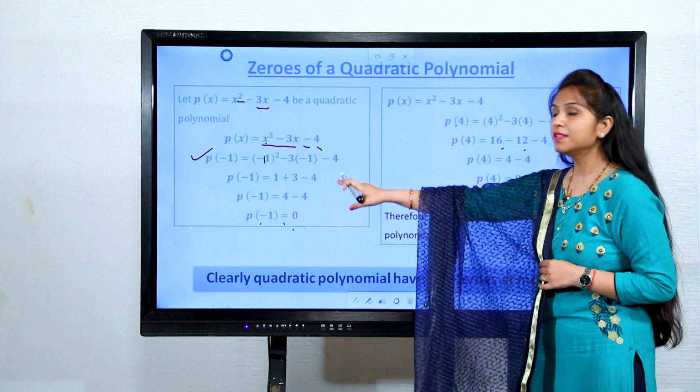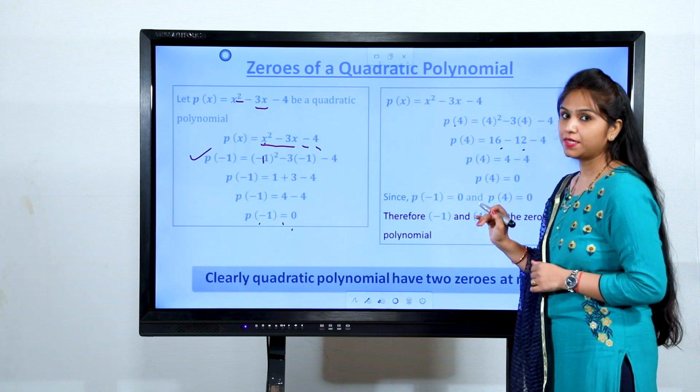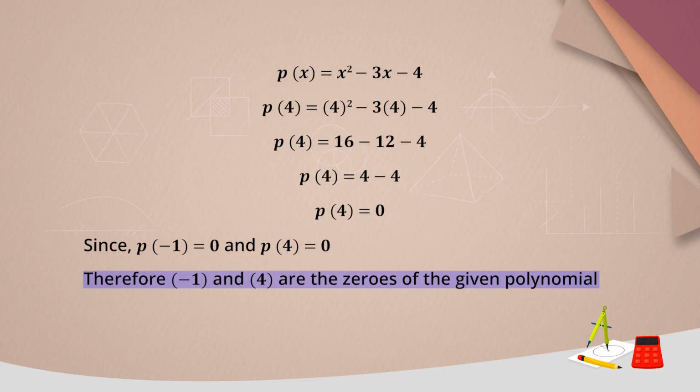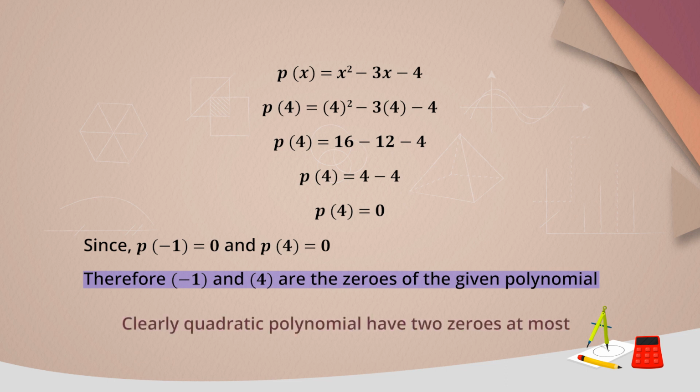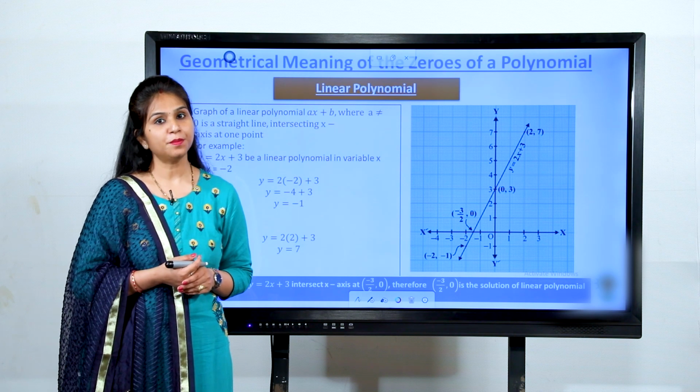So you can see here, on substituting minus 1 we are getting 0, and on substituting 4 we are also getting 0. So here we can say that this minus 1 and 4 are the roots, or the solutions, or the zeros of the quadratic polynomial. Clearly you have seen that we are getting two values, so both minus 1 and 4 are the zeros of this quadratic polynomial, and we can also conclude that a quadratic polynomial has at most two zeros.